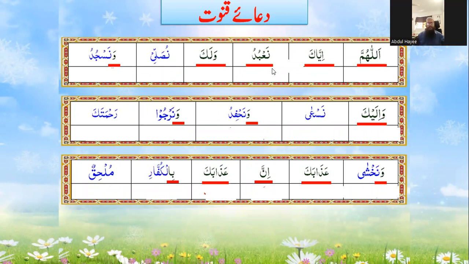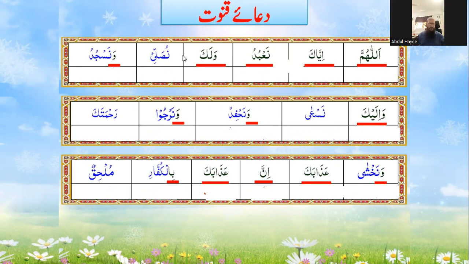Bismillah. Allahumma iyyaka na'budu wa laka nusalli wa nasjudu wa ilayka nas'a wa nahfidu wa narju rahmataka wa nakhsha adhabaka inna adhabaka bil kuffari mulhaq. Allahumma, we knew the meaning, oh Allah. Iyyaka, we have studied this: iyyaka na'budu wa iyyaka nasta'in in Surah Al-Fatiha. Na'budu, again we studied there. We worship you. Na'budu, we worship. Walaka has 3 parts: wa, la, and ka. Wa means and, la means for, and ka means you.